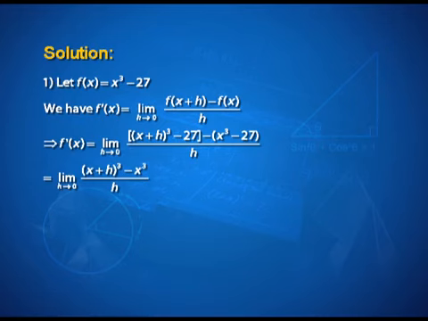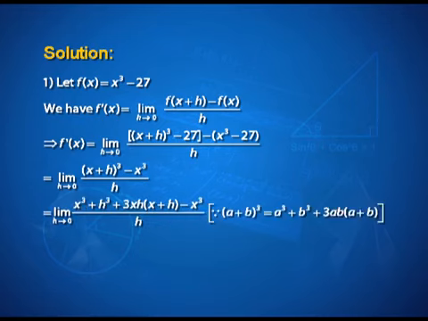That is equal to limit x cube plus h cube plus 3xh into (x plus h) minus x cube upon h as h tends to 0. Here we have expanded the binomial: (a plus b) whole cube is equal to a cube plus b cube plus 3ab into (a plus b).